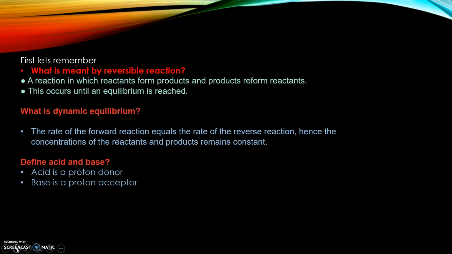The first objective is to remember what we mean by a reversible reaction. A reversible reaction is a reaction in which reactants form products and the products also reform reactants. Let's say we have A plus B forming C plus D. These reactants react to form the products C and D, and at the same time, C and D also react to form A and B.